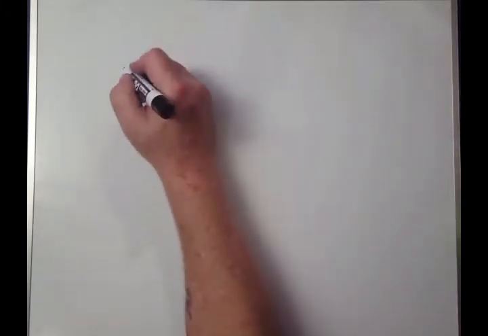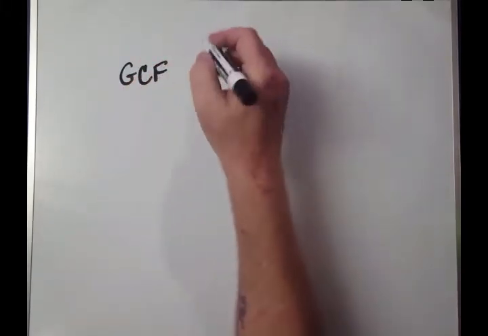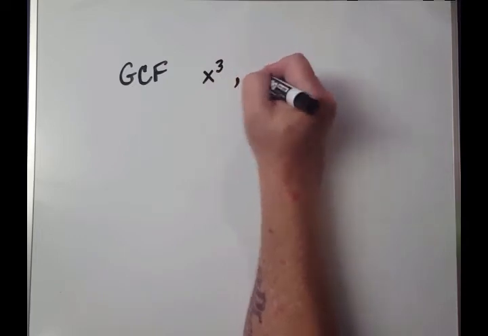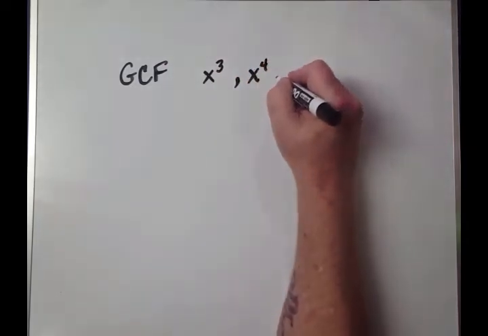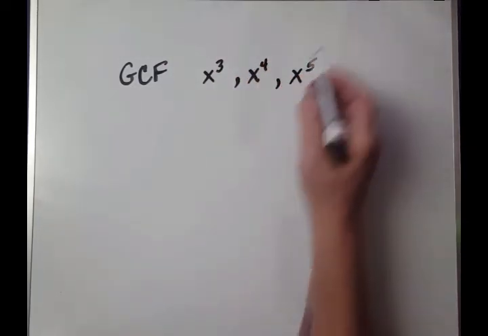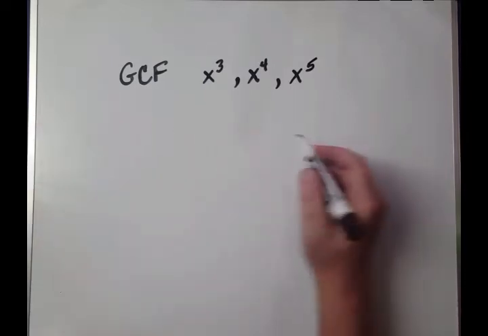Let's throw in some letters. What is the greatest common factor of x cubed, x to the 4th, and x to the 5th? Let me back up for just a minute.